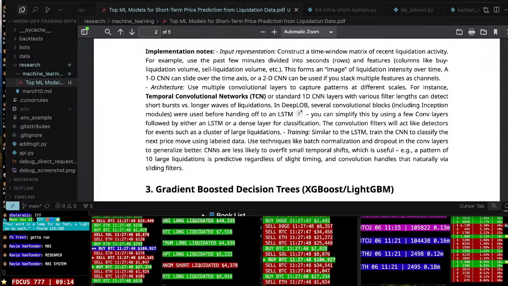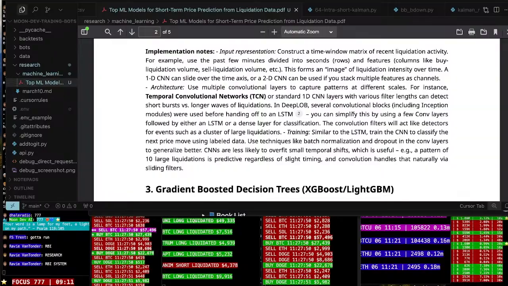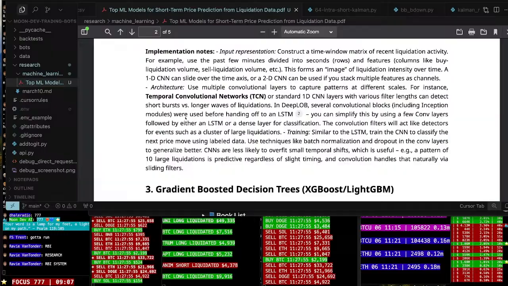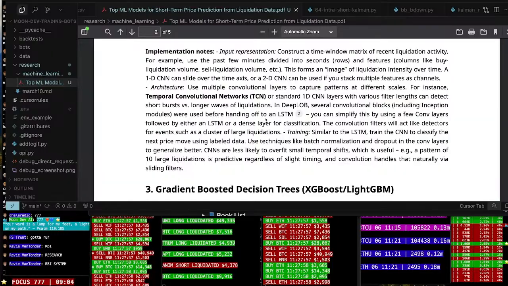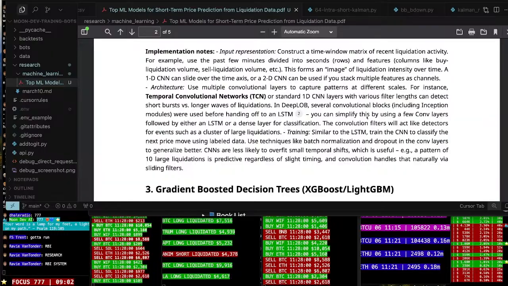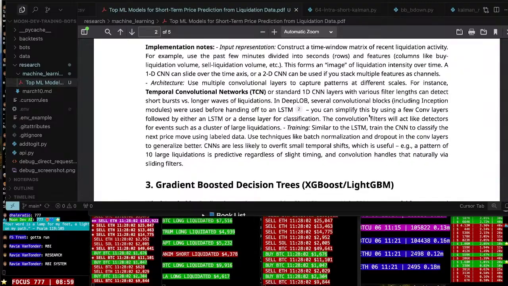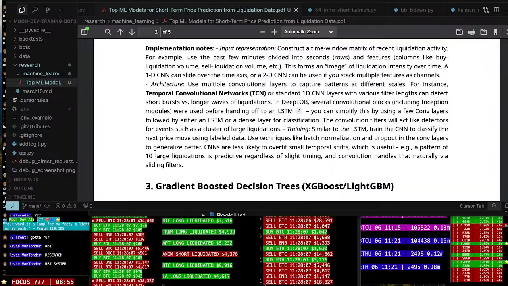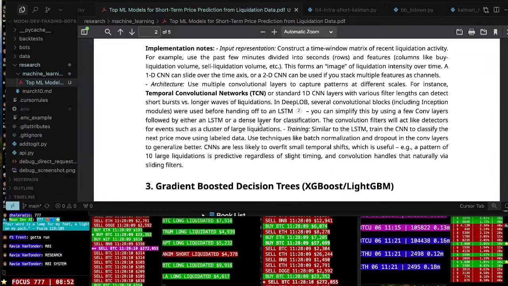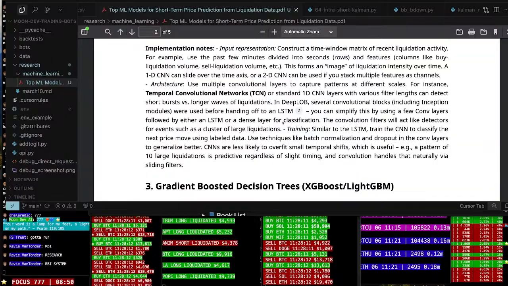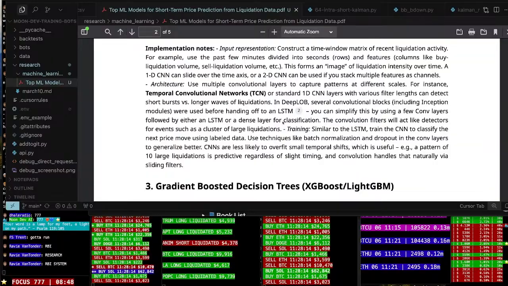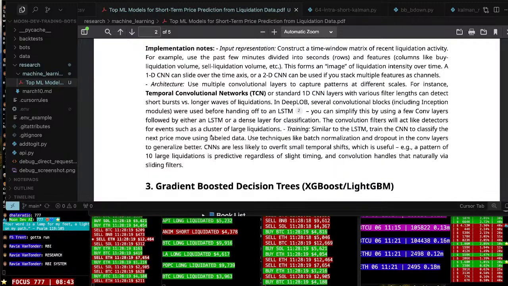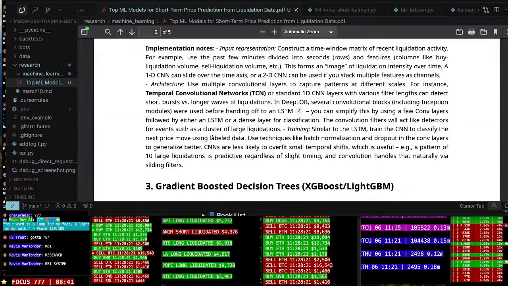In DeepLOB, several convolutional blocks, including inception modules, were used before handing off to an LSTM. You can simplify this by using a few convolutional layers followed by either an LSTM or a dense layer for classification. The convolution filters will act like detectors for events such as a cluster of large liquidations.